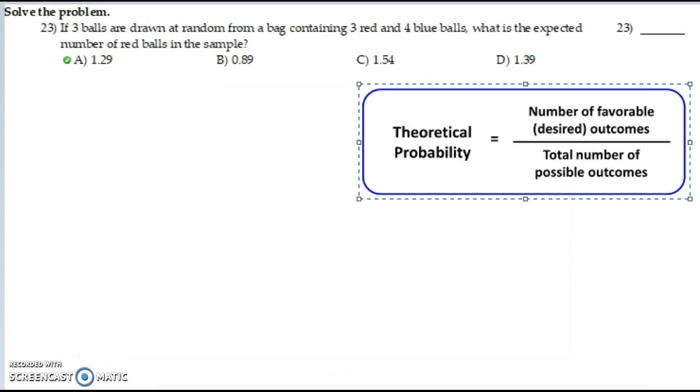So problem 23 says if 3 balls are drawn at random from a bag containing 3 red balls and 4 blue balls, what is the expected number of red balls in the sample? So what we're going to do is have to find the probability of 0 red balls, 1 red ball, 2 red balls, 3 red balls. Now, the probability of each one is going to be the theoretical probability, defined as the number of favorable outcomes over the total outcomes. So, for instance, you would have the probability.